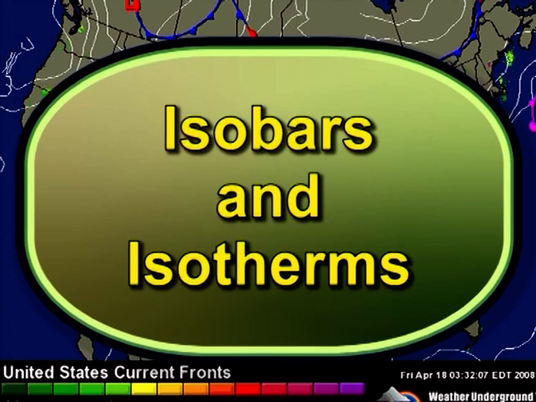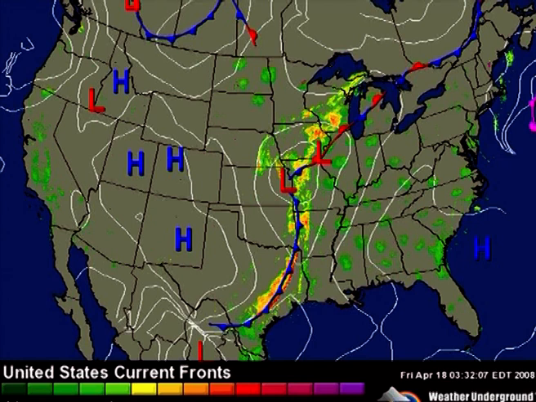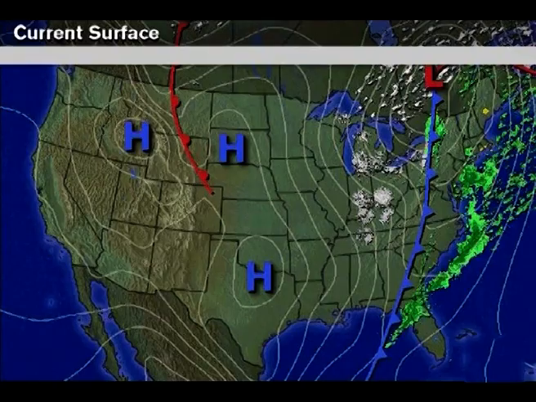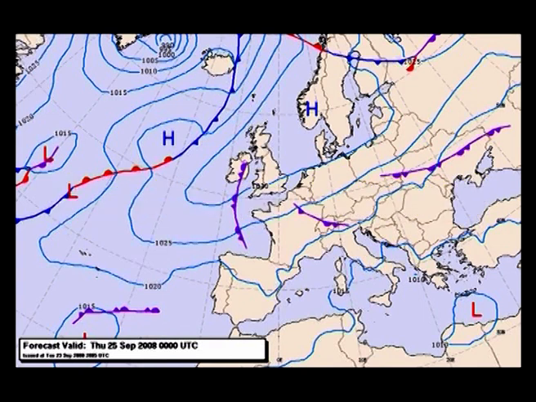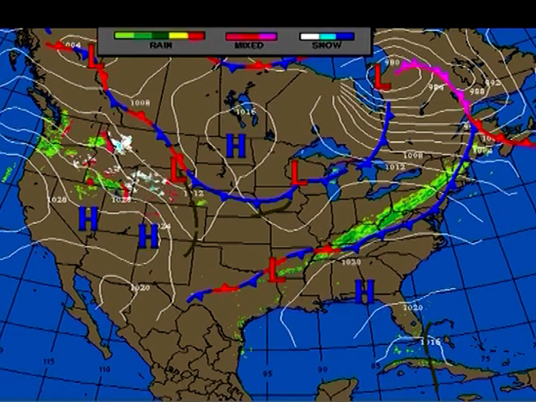Isobars and isotherms. Isobars and isotherms are lines on weather maps which represent patterns of pressure and temperature respectively. They show how temperature and pressure are changing over space and so help describe the large-scale weather patterns across a region in the map. What is an isobar? Isobars are lines of constant or equal pressure on a weather map. They can be used to find areas of low or high pressure over a broad area, and they can tell us how intense the system may be.